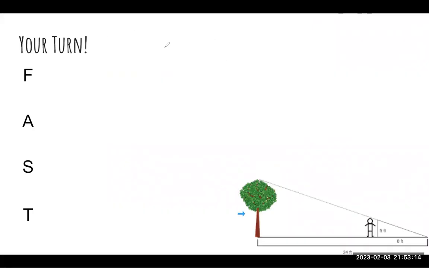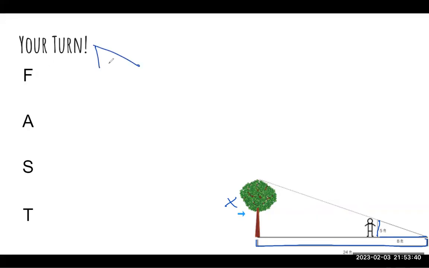All right, so first, find the important information. Okay, well, the important information is that this entire length down here is 24, this smaller one is 8, and this height here of this person is 5. We know that's important. Ask yourself, what are you trying to find? Well, I'm trying to find the height of this tree over here. And then solve. Okay, we have these overlapping triangles.